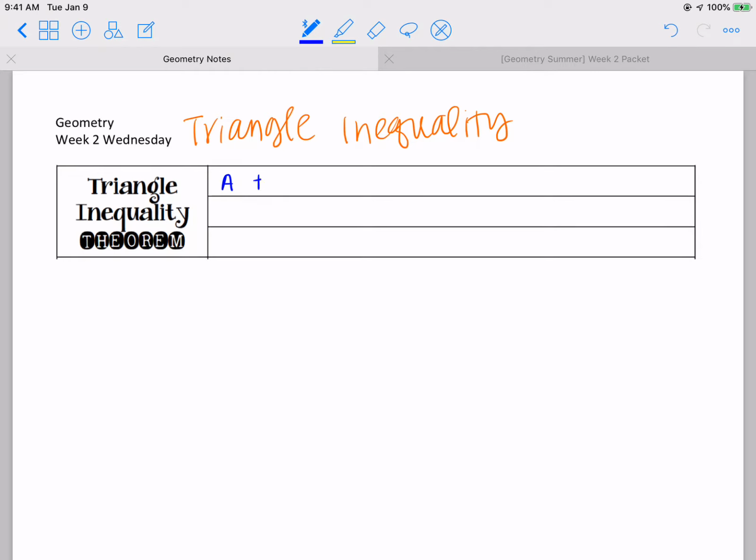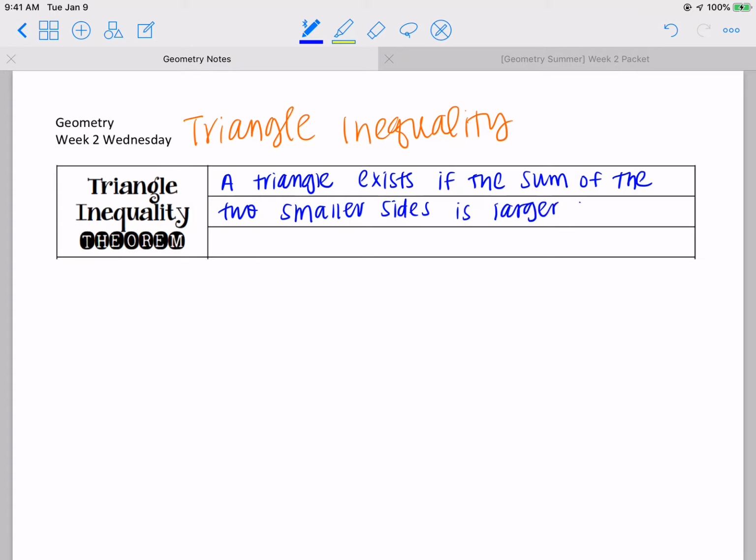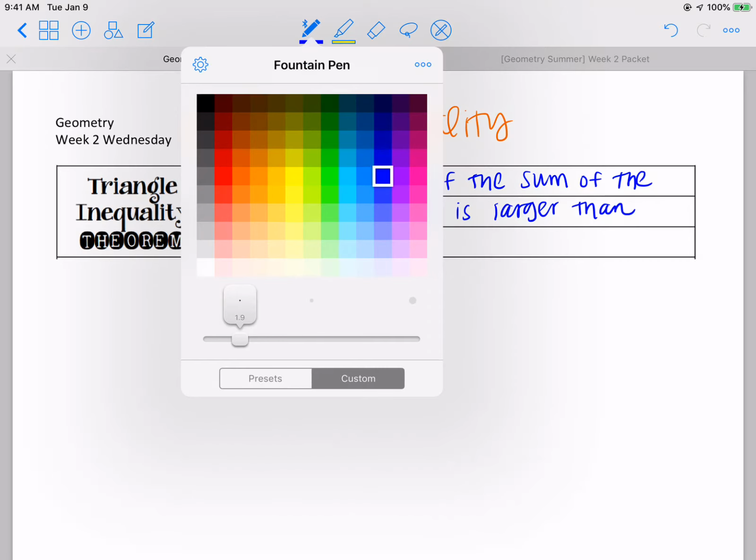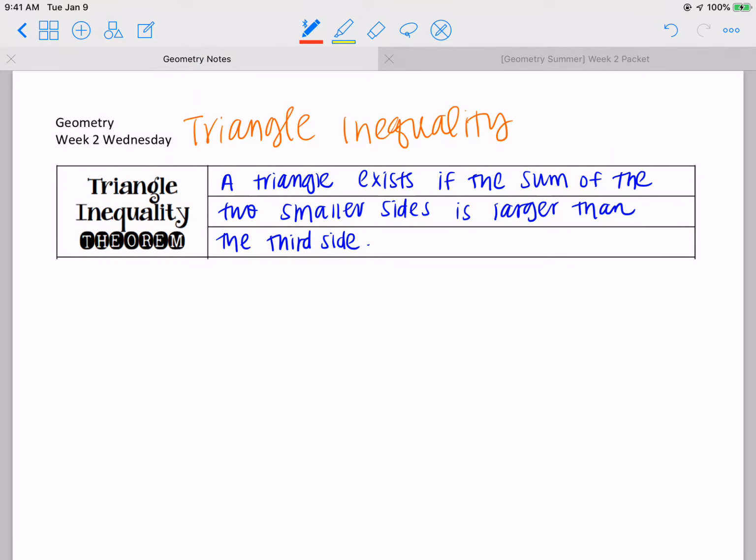A triangle exists if the sum of the two smaller sides is larger than the third side. Okay, and I'll explain in math what that means.